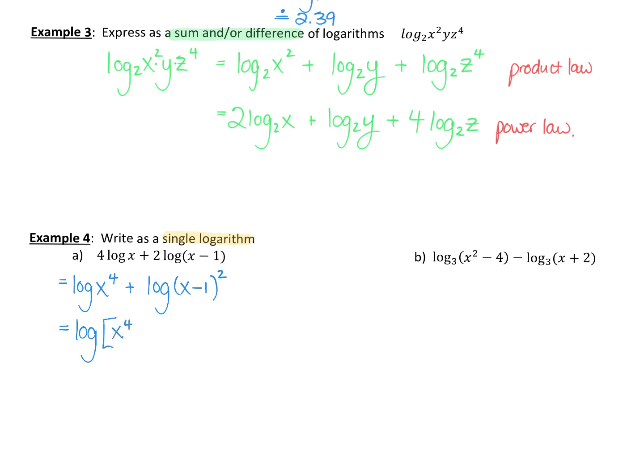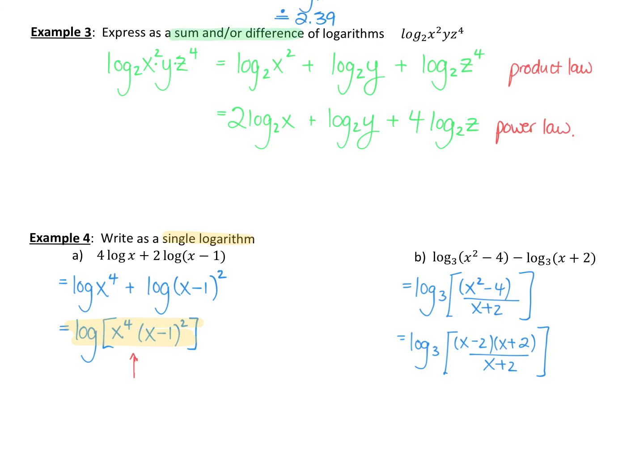So putting those together, I would have x to the 4, x minus 1 squared. Okay, so that is a single logarithm, right? Log of one thing. Okay, sure, we could expand here in the brackets, but it really doesn't serve us any purpose, so that's all we're doing there is writing as a single logarithm. And obviously there's no evaluating here because we have polynomials there. Okay, so using a similar idea, pause the video, try B all by yourself.